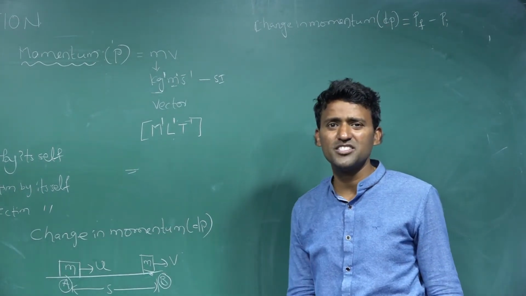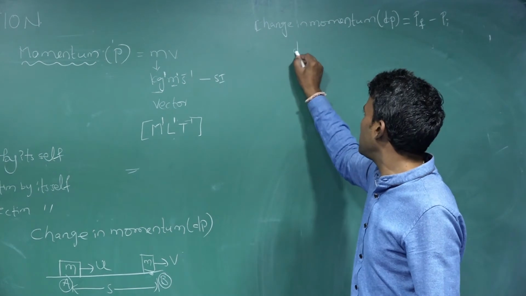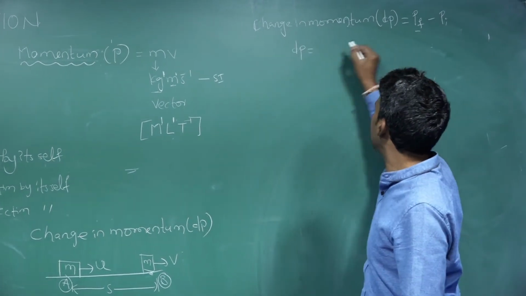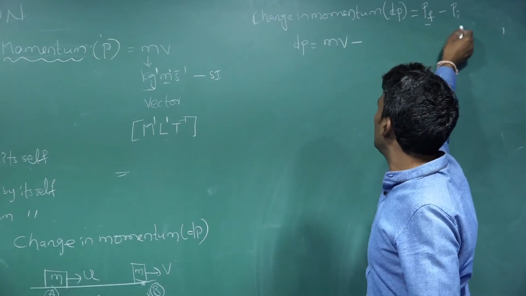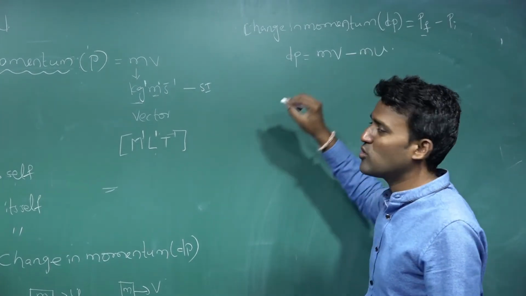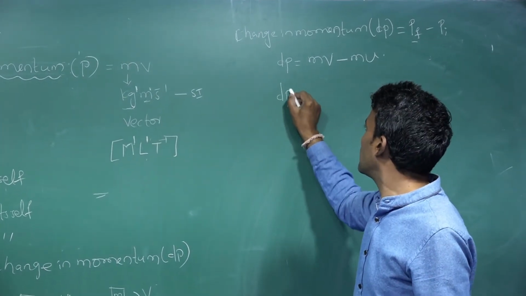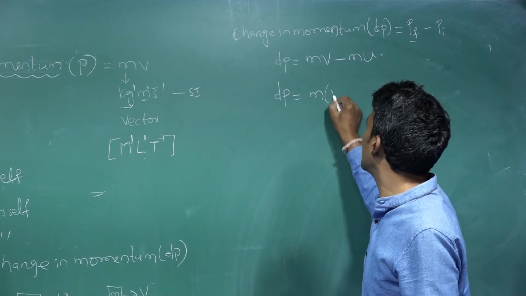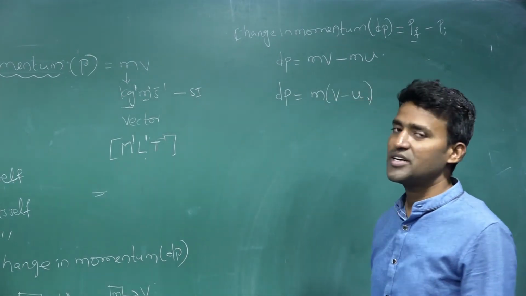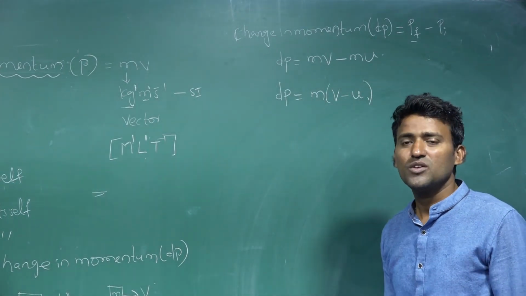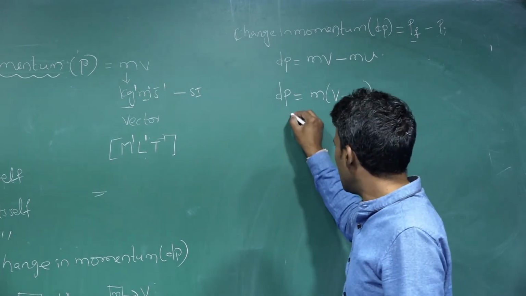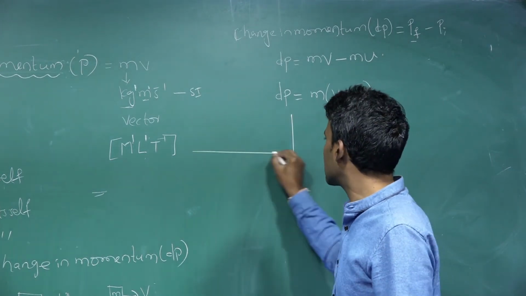Change in momentum is final momentum minus initial momentum. So dp is equal to, final momentum is mv, initial momentum is mu. So you can write this equation as dp is equal to m into (v minus u).